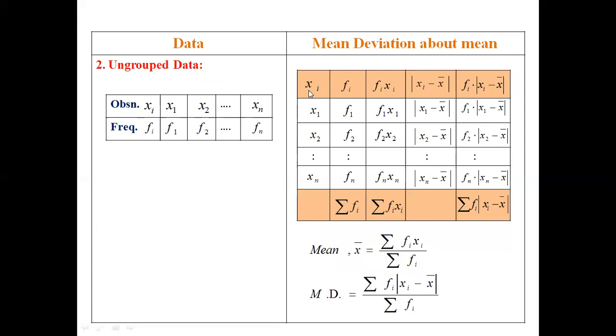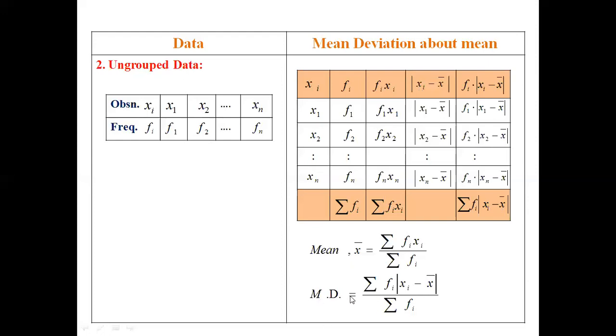In the first column, write down the observation, that is xi. In the second column, write down the frequency, that is fi. In the third column, find fi into xi, just taking the multiplication. Then in the next column, find the mod of xi minus x bar. And in the last column, take the product of fi into mod of xi minus x bar. At the end, take the summation of fi into mod of xi minus x bar.